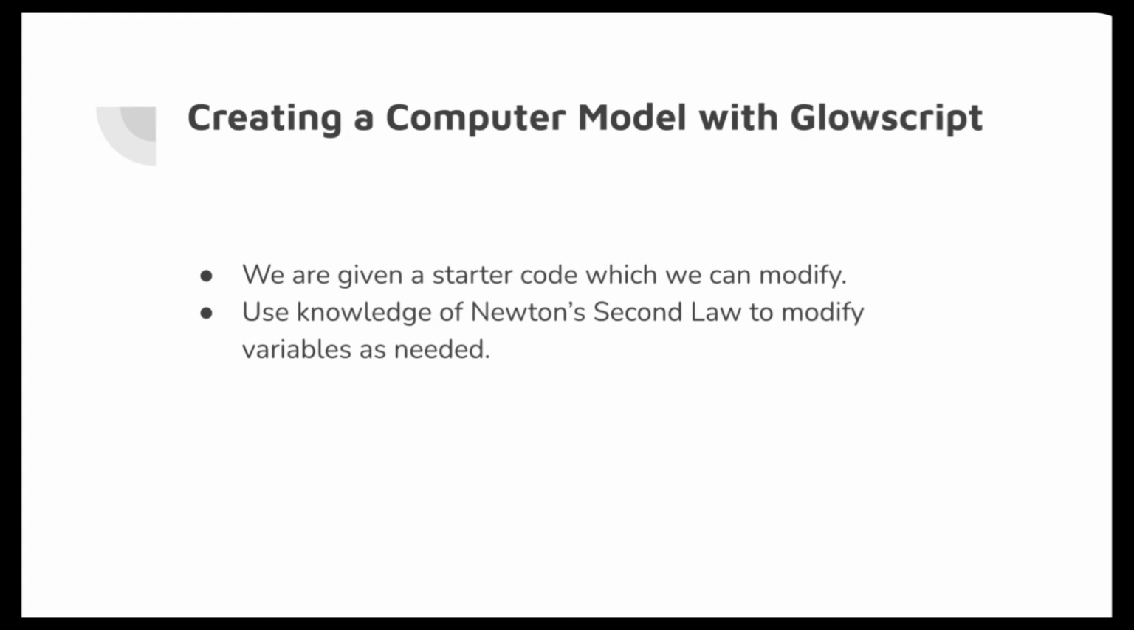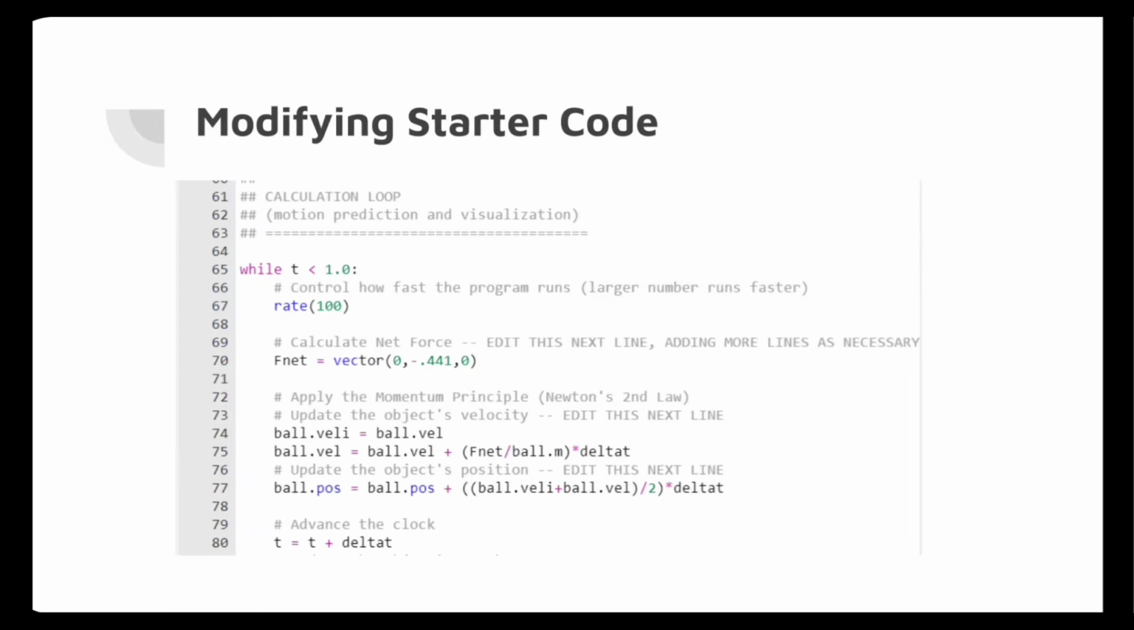We're given a starter code which we can modify using our knowledge of Newton's second law, or the momentum principle, to modify the variables as needed. In the end, we'll be creating two computer models, one that models the fall of a projectile object without considering the force of drag, and one that does consider the force of drag. Here's the code we'll be modifying for the computer model that shows the fall of the projectile object without the force of drag being taken into account.